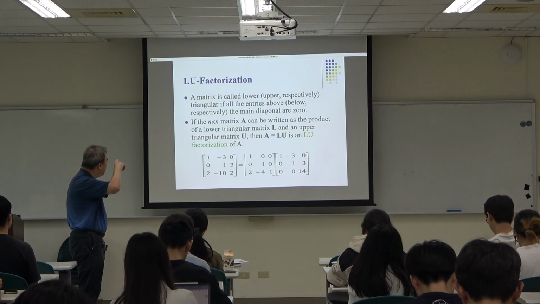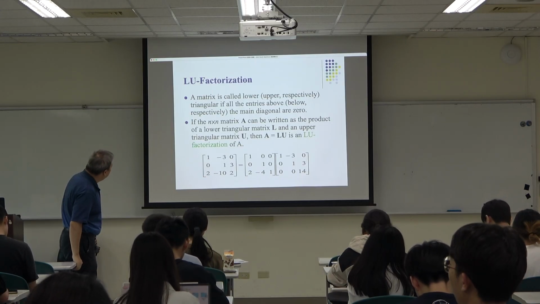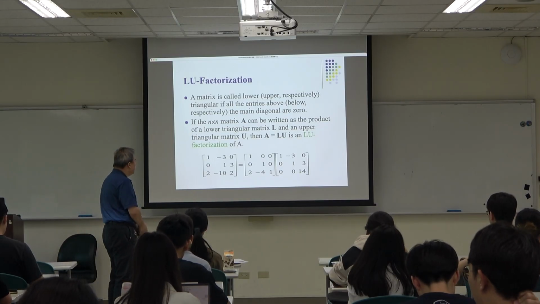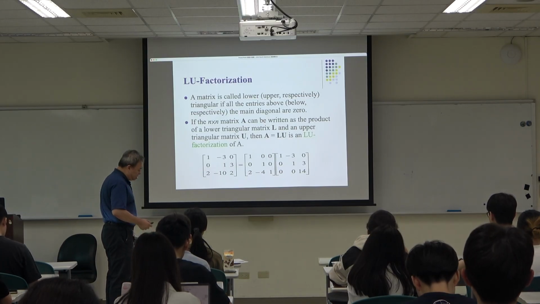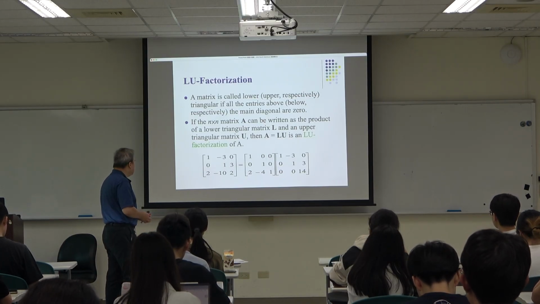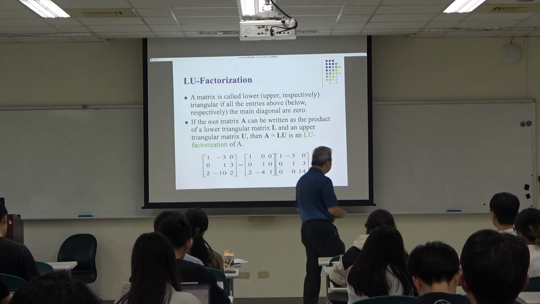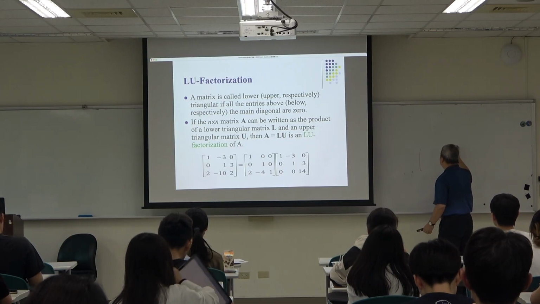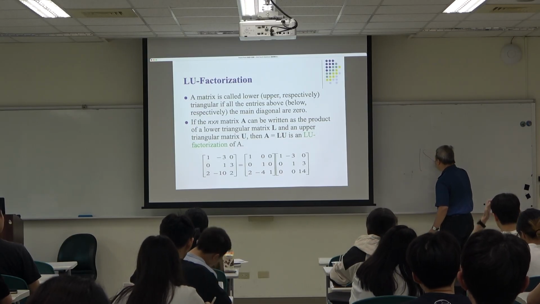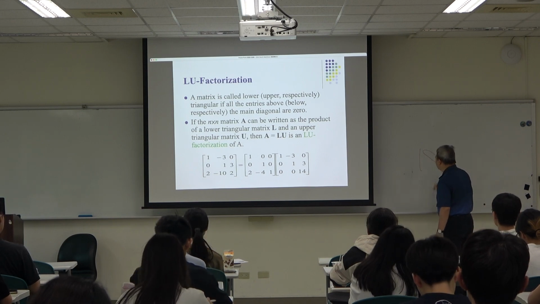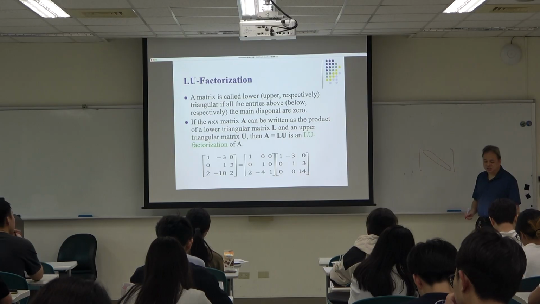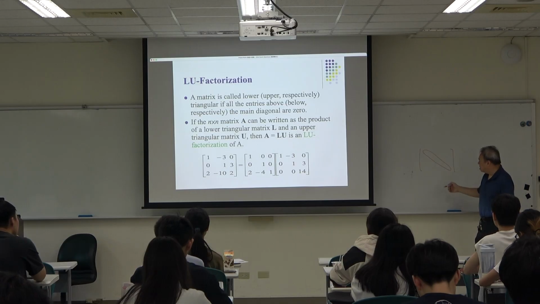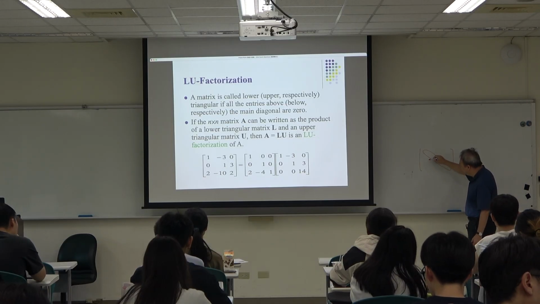Depending on the location of that triangle, we call it an upper triangular matrix or a lower triangular matrix. Basically, it's something like this. We always use the diagonal part of the matrix as a measure.